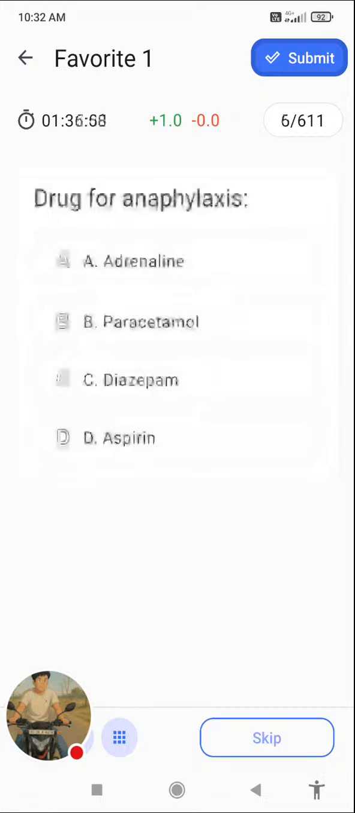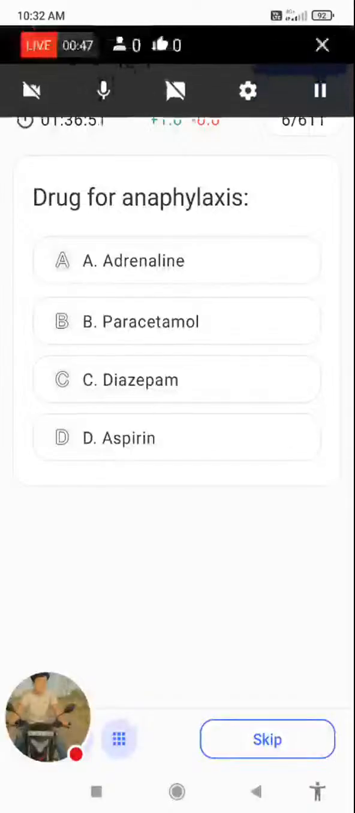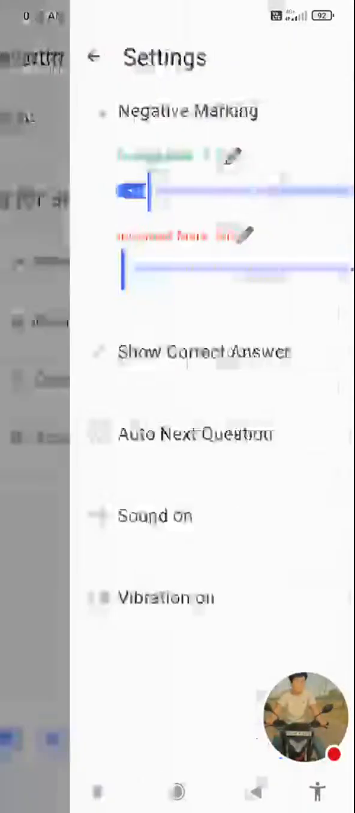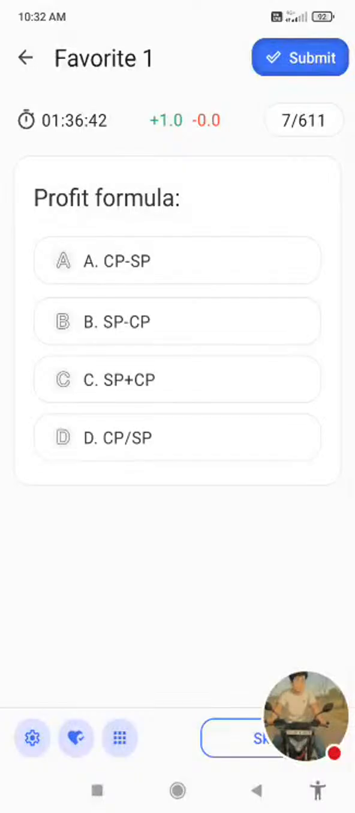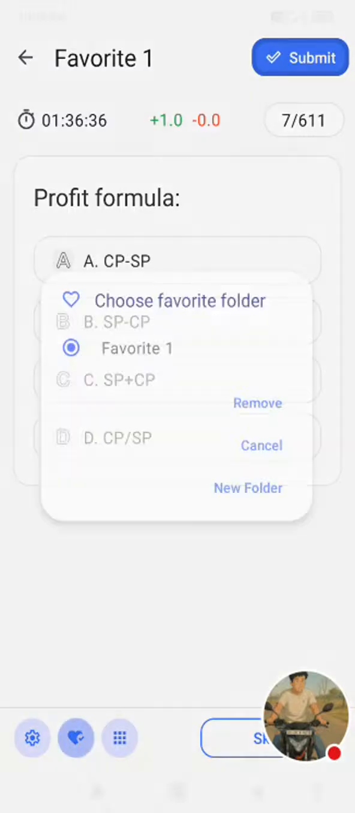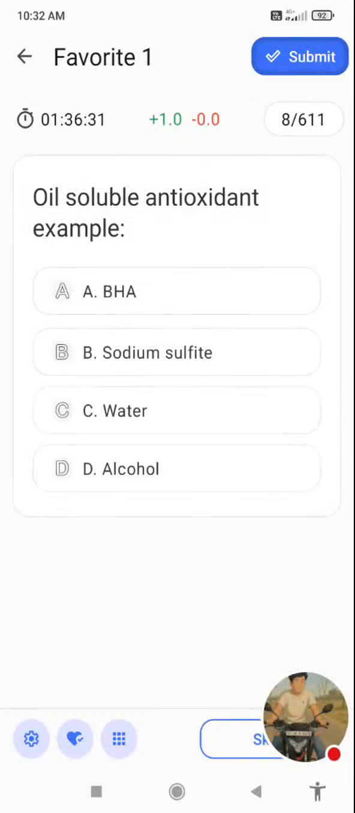Drug for anaphylaxis. Option A, adrenaline. Profit formula. Option B, selling price minus cost price. Oil soluble antioxidant. Example, sodium sulfide.